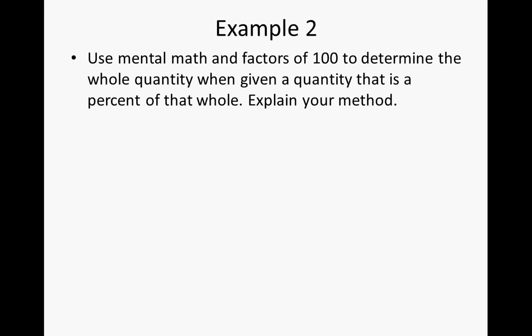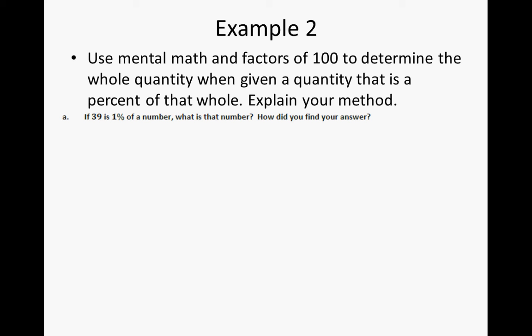All right, let's take a look at example 2. We're going to practice using mental math and factors of 100 to determine the whole quantity when given a quantity that is a percent of that whole. And we're going to explain the method. So here's the first one. If 39 is 1% of a number, what is that number, and how did you find your answer? So again, keep in mind thinking about factors or multiples of 100.